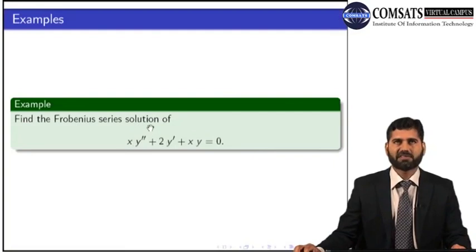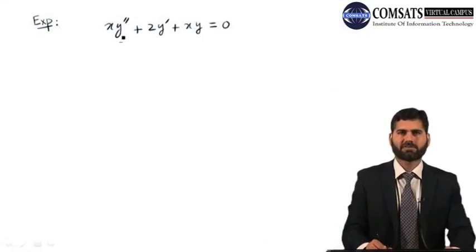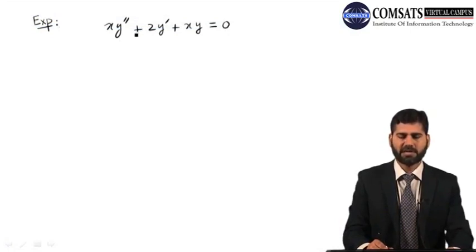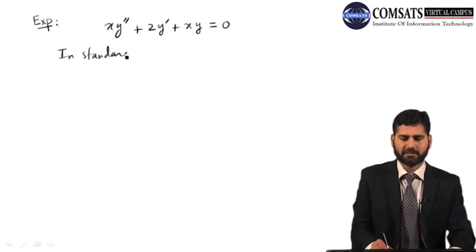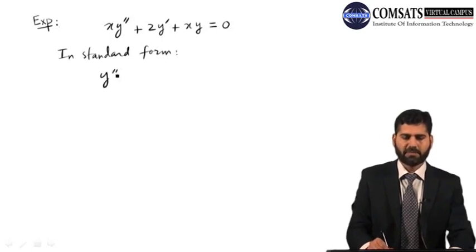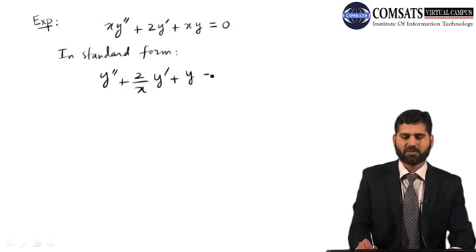So this is another example of the series solution. Find the Frobenius series solution of xy double prime plus 2y prime plus xy equal to 0. So let's do it. This is the example where x equal to 0 is a regular singular point, and we need to apply the method of Frobenius to get the solution. In standard form, this equation can be written as y double prime plus 2 by x y prime plus 1 y is equal to 0.